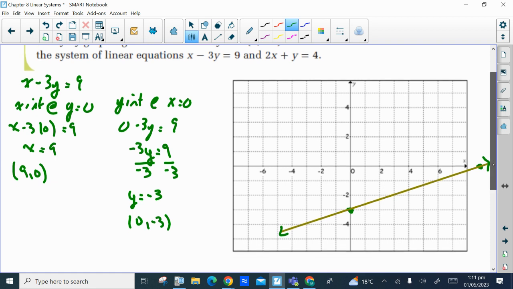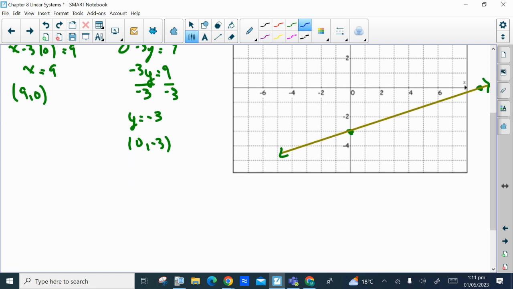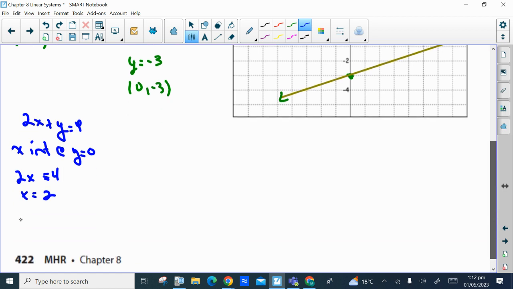Now our second line, 2x plus y equals 4. Again, our x-intercept is where y equals 0. That y term just disappears, so you'll have 2x equals 4, and dividing by 2 means that x equals 2. So that is the point 2, comma 0. That's that point.